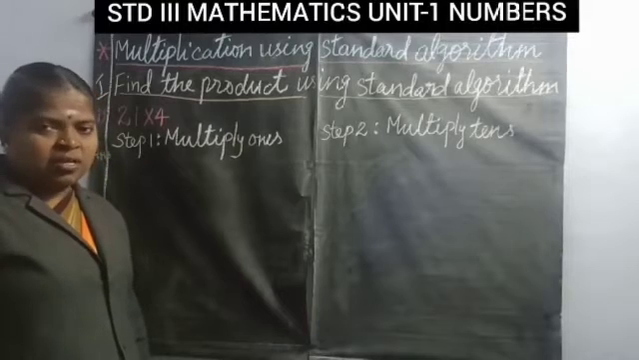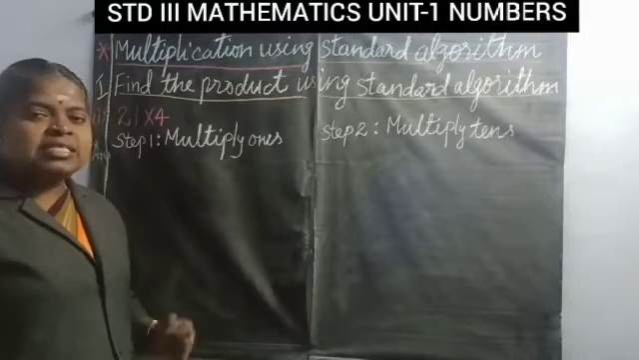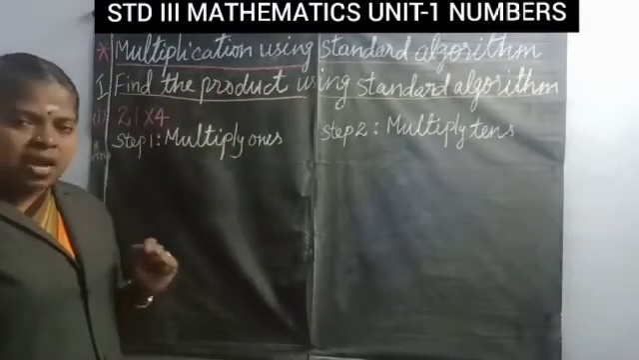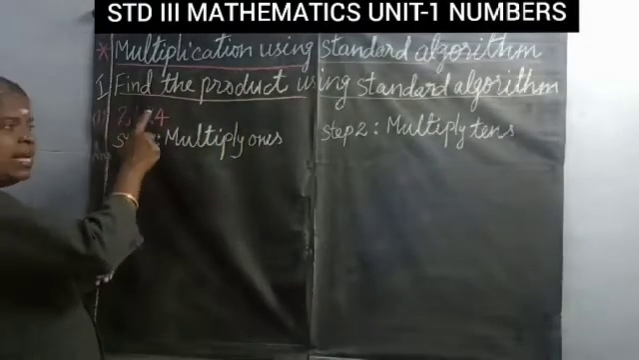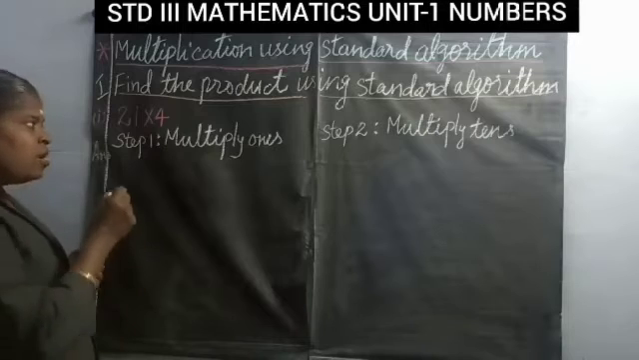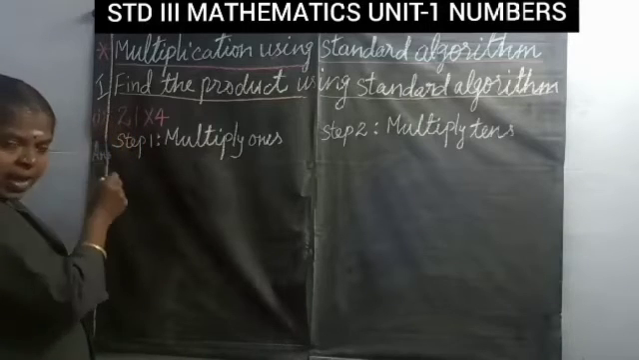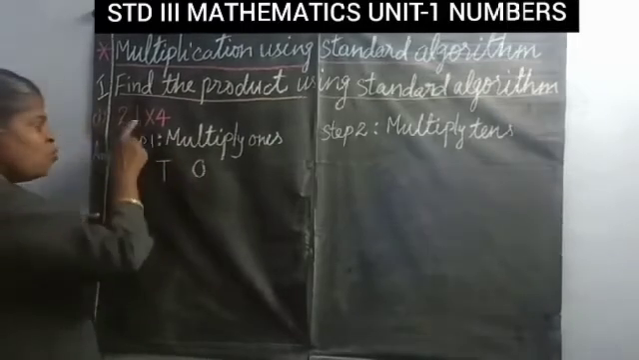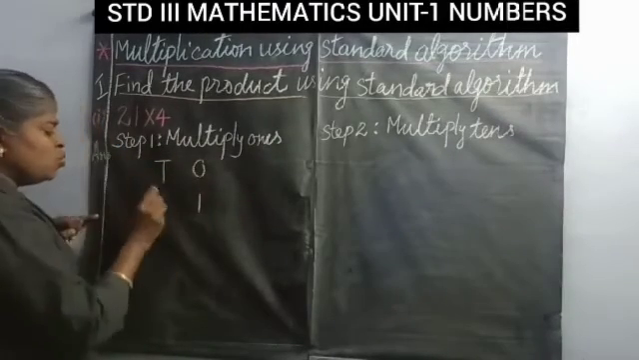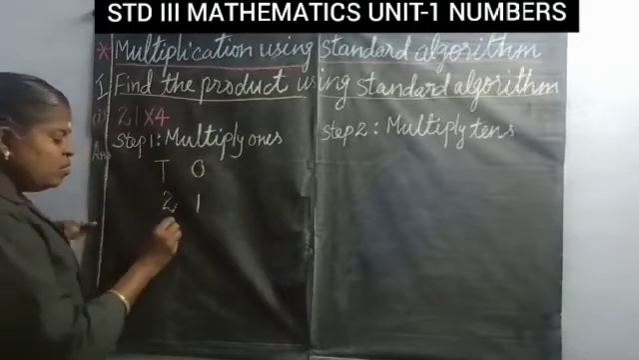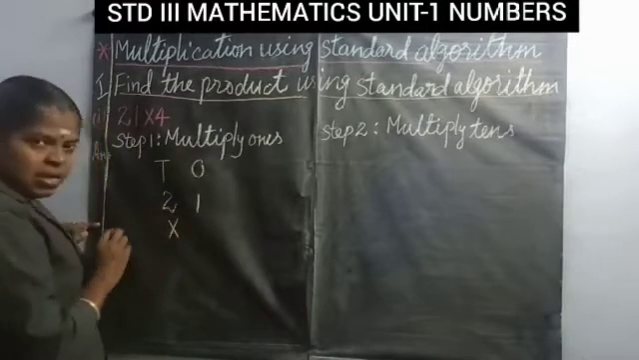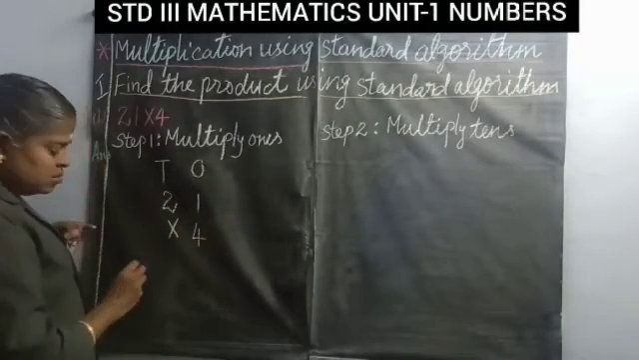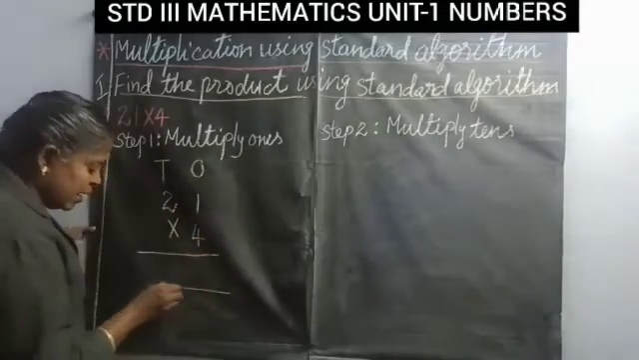Children, now we can learn multiplication using the standard algorithm. Find the product using the standard algorithm. 21 into 4. Step 1. First we have to take and write the multiplicand in ones and tens place, 1 in ones place, 2 in tens place. Then put the multiplication symbol. Then take and write the multiplier in ones place. After that, draw the line.